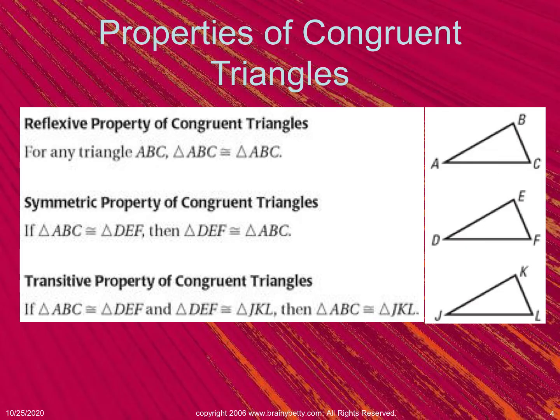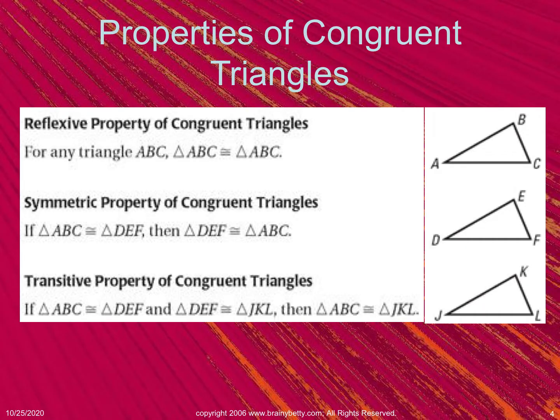So now we have properties of congruent triangles. We've got the reflexive, the symmetric, and the transitive. We've already seen all of these properties for variables, for angles, for segments, and now we're applying them to triangles. So here, the reflexive property of congruent triangles, this just states that triangle ABC is congruent to triangle ABC. Any figure is always congruent to itself.